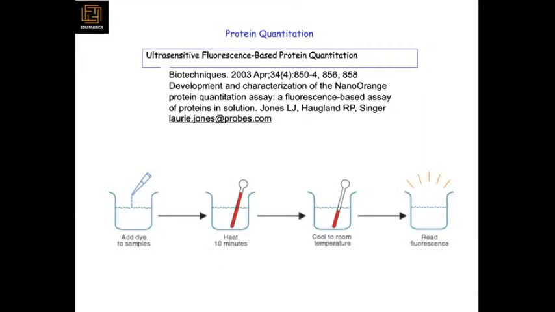This is also another method of protein quantitation, with the help of ultra sensitive fluorescence based protein quantitation, which is done with the nano orange protein quantitation assay. It's by Jones LG and Haugland RP, Singer. So you can check them on the website if somebody is looking for this method. In this method they just add dye to the samples, heat for 10 minutes, cool to room temperature, and just read fluorescence. That's it. Nothing big science behind it.